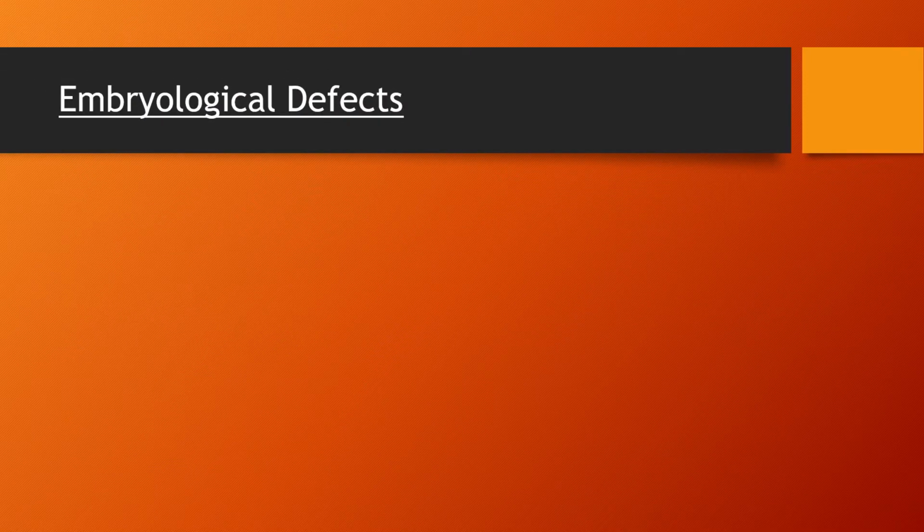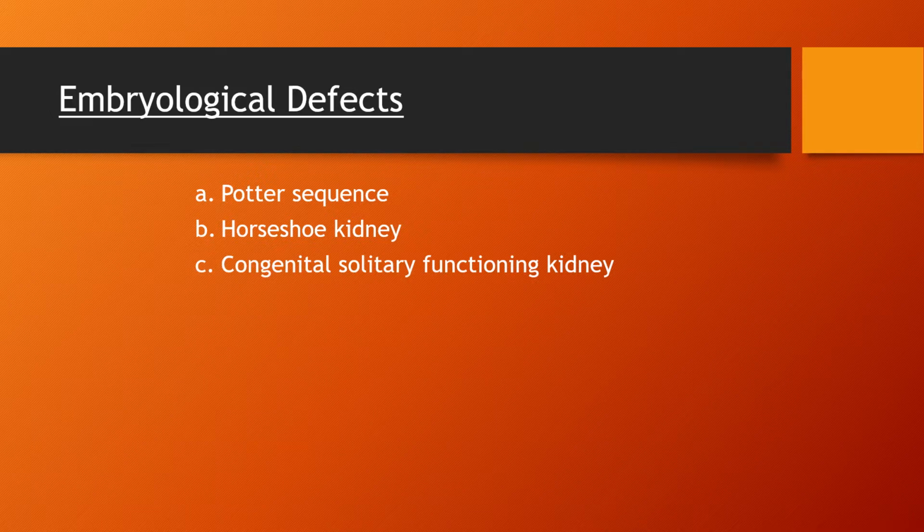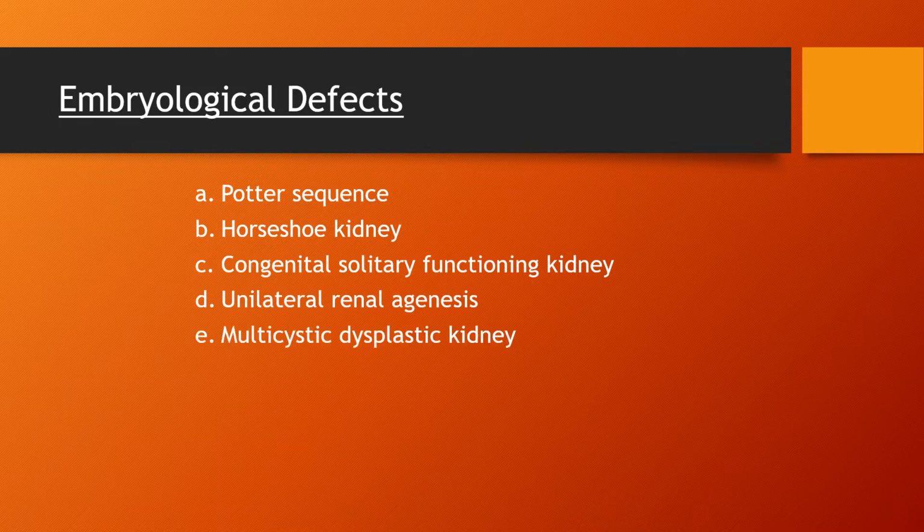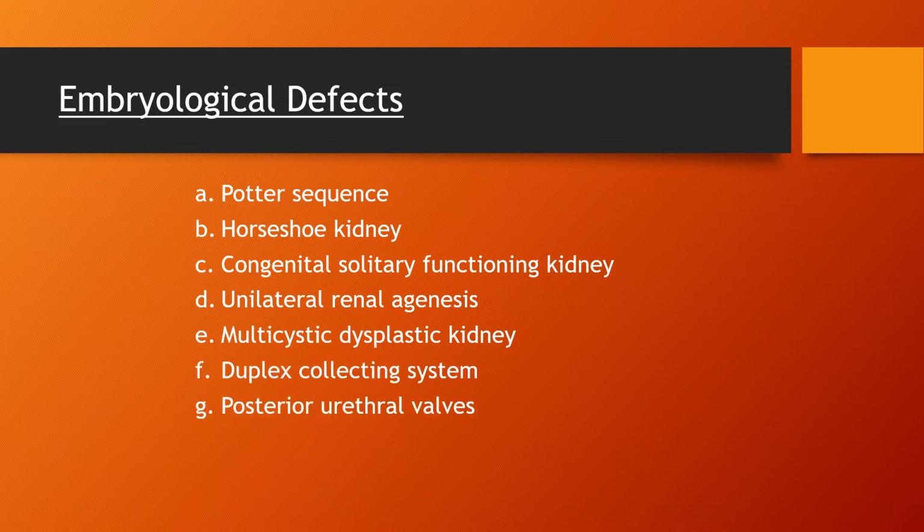Embryological defects of the urinary system: Potter sequence, horseshoe kidney, congenital solitary functioning kidney, unilateral renal agenesis, multicystic dysplastic kidney, duplex collecting system, posterior urethral valves, and the last, vesicoureteral reflux. We'll see all these defects one by one in the next slides.